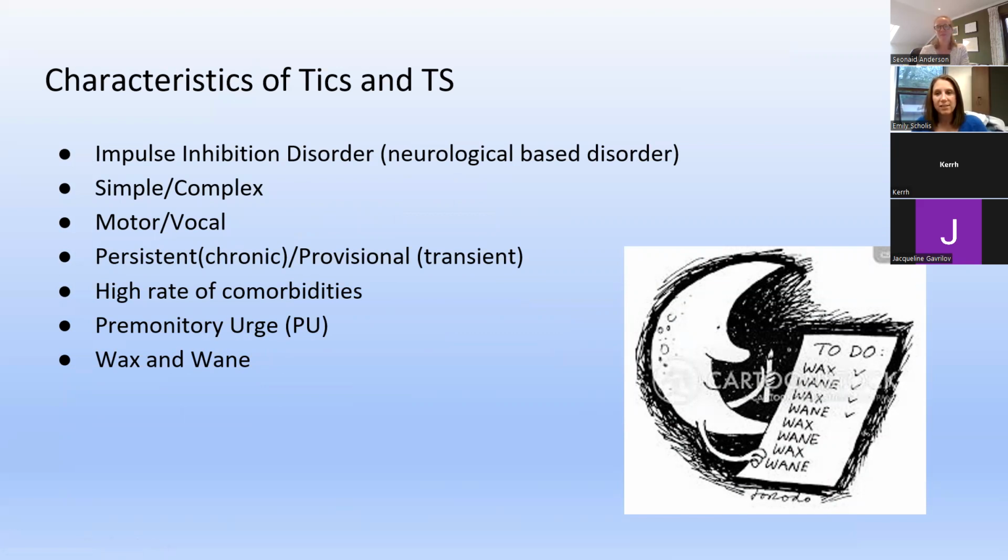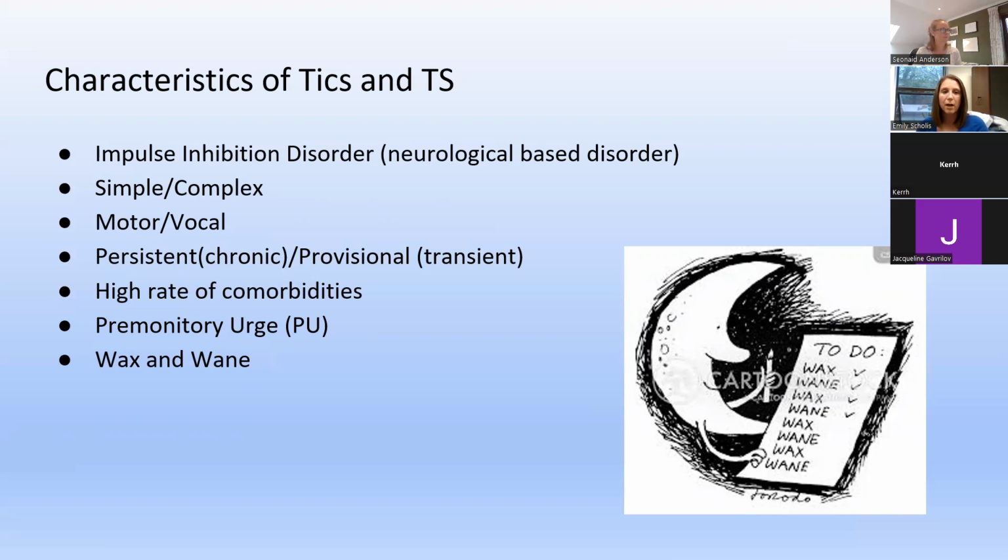All right, so we're going to go over some of the characteristics of tics and Tourette disorder. This is an impulse inhibition disorder. It's neurologically based. If you're thinking about that self-control piece, that's what a lot of these patients are missing, that self-control, that filter. Tics can be simple or complex. You can have something simple like an eye blink, or something more complex, like a whole string of tics combined together. And you could have motor or vocal tics, meaning movement or something vocalized. A sniff or a throat clear would be considered vocal tics.